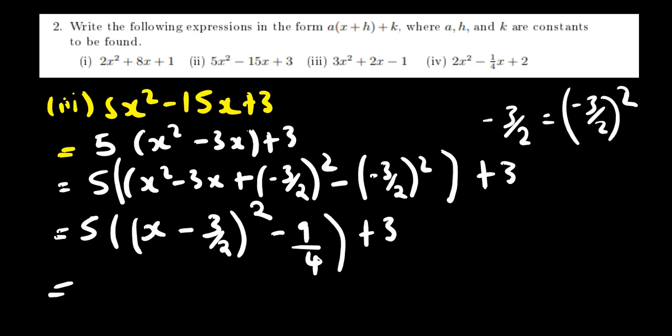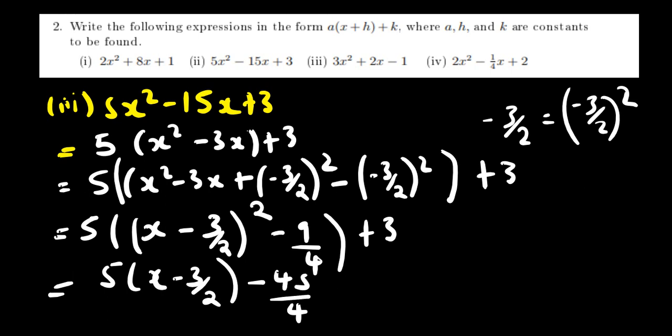So let's just do that. What are we now going to have? When we distribute the big number, we have 5 times x minus 3 over 2 squared, minus 5 multiplied by 9 over 4. That would be 5 multiplied by 9, that is 45 over 4. Then we have a plus 3 outside.